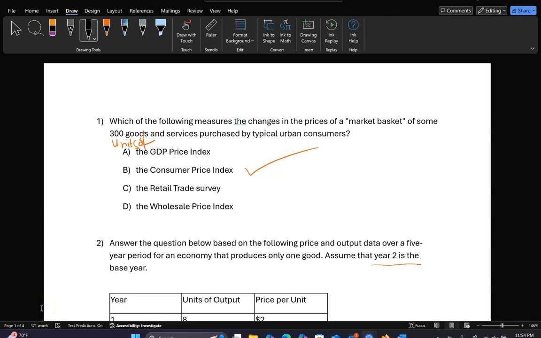Let's look at the second set of questions on the chapter of inflation rate. Question 1 is asking which of the following measures the changes in the prices of a market basket of some 300 units of goods and services purchased by typical urban consumers. This is called the Consumer Price Index or CPI.